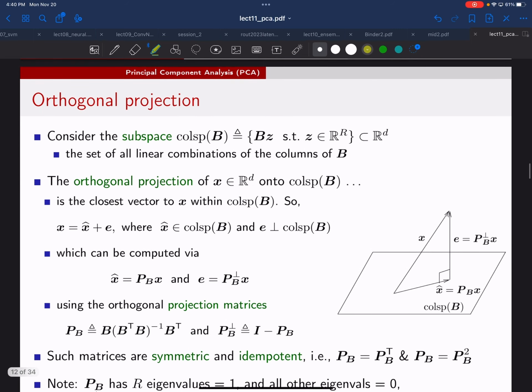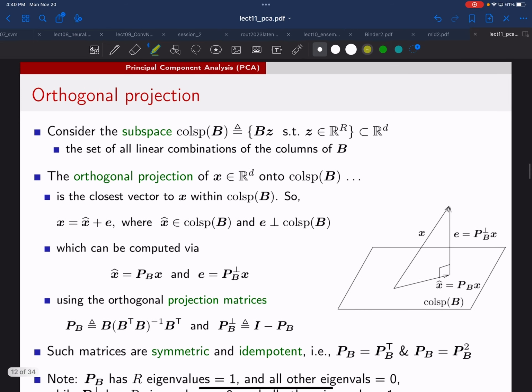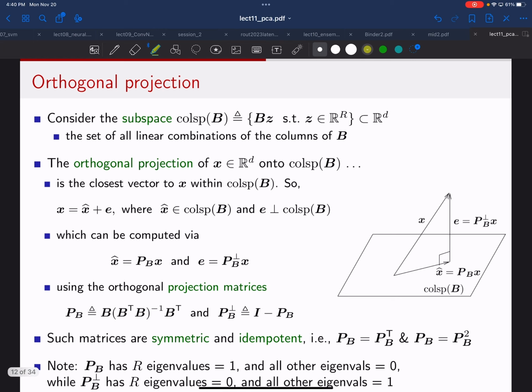Okay, so here let's talk about what we mean by orthogonal projection. First, let's talk about column spaces again. We mentioned this briefly, and here we see it written down. If I have a matrix B, what is the column space of that matrix? It's the set of all vectors that are linear combinations of those columns. So it's the set of all B times z, where z can be any vector. In this case, B has r columns, so z has r elements.